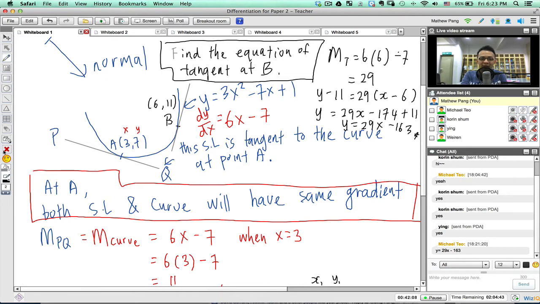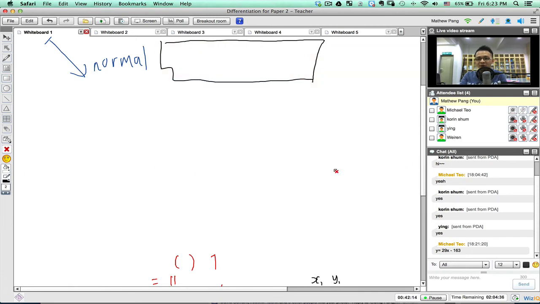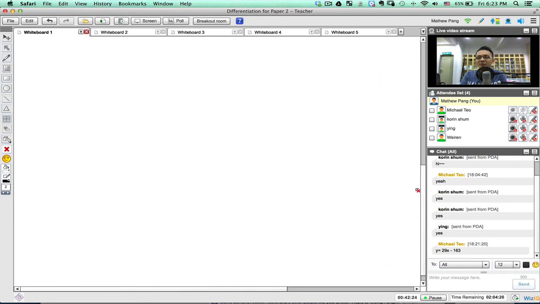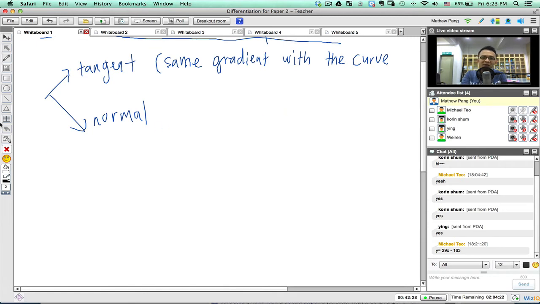Okay, then let me erase this one. Let me erase this one also, and this one. Let me erase everything basically. If you understand about tangent, then now I'm going to explain about normal. Normal is very simple if you understand tangent, because normal is just perpendicular to tangent.